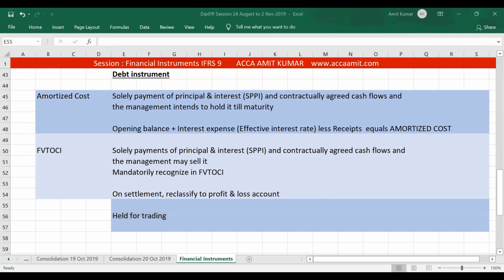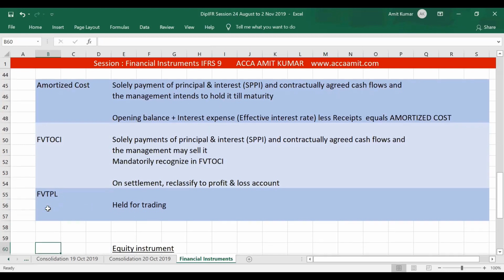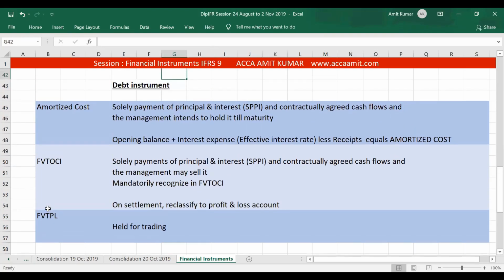Fair value through P&L. Held for trading, directly fair value through P&L, FVTPL. Now in case of amortized cost, we can predict the interest payment, we can predict the cash movement, we can have an amortized cash balance to be recorded as financial asset in the books.